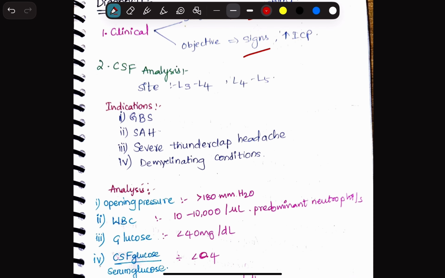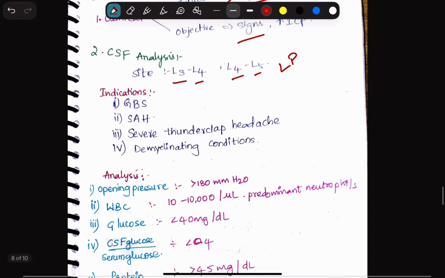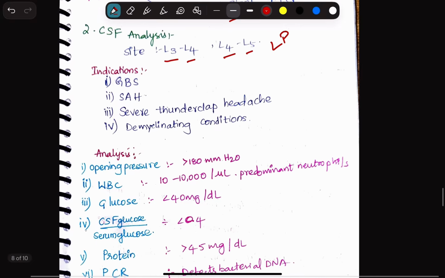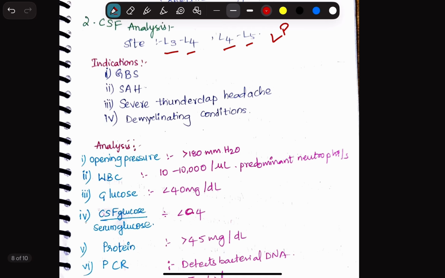For the CSF analysis, we puncture at the L3-L4 or L4-L5 level. We do a lumbar puncture and collect the CSF. The indications for CSF analysis are GBS, that is Guillain-Barré syndrome, subarachnoid hemorrhage, severe thunderclap headache, and demyelinating conditions. These are a few indications for lumbar puncture for CSF analysis.